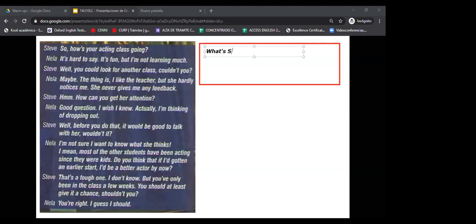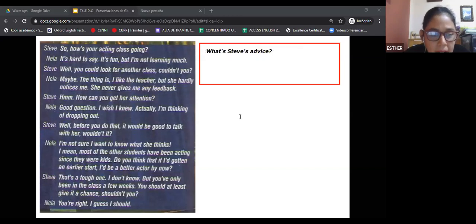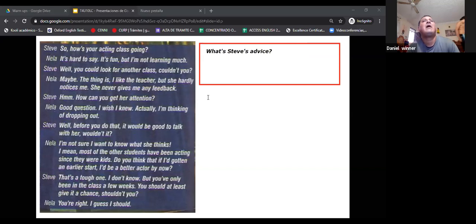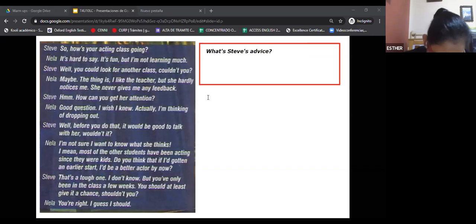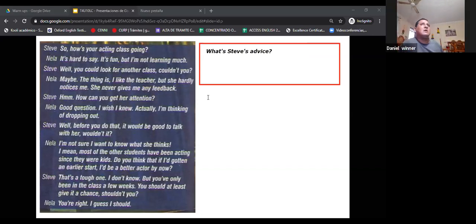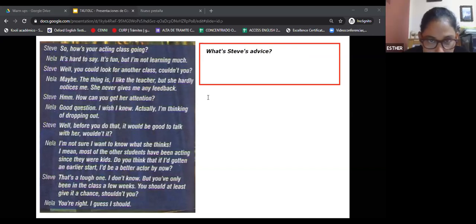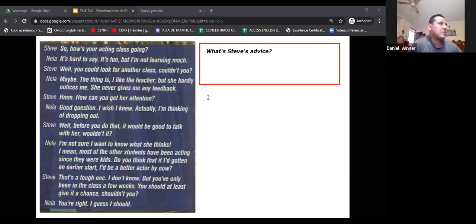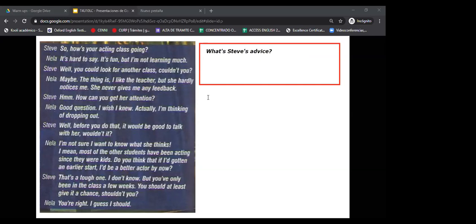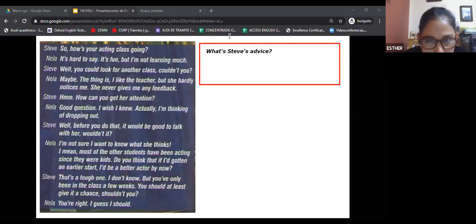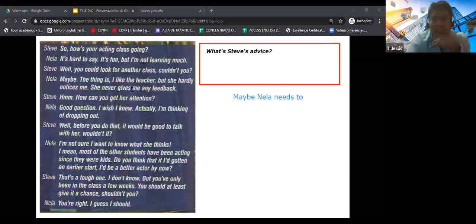Perfect, guys. Now, what is Steve's advice? You should at least give it a chance. How can you get her attention? Yes. Can you type it? Yes, you can tell Esther, and Esther can type it, right, Esther? You can write it down, right? Yes, right, Daniel. But what is Steve's advice?